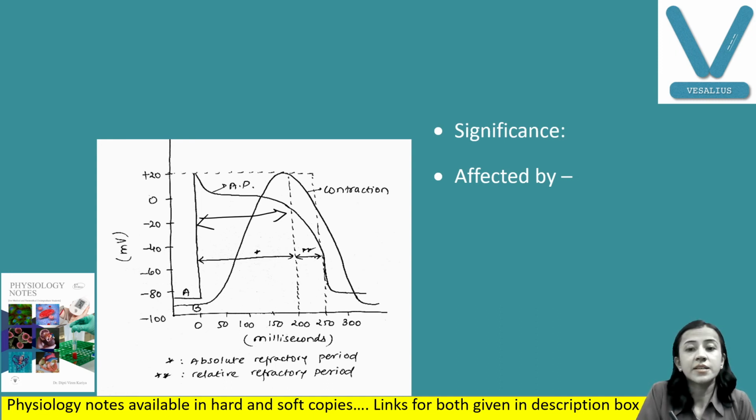Okay, and this refractory period is also affected by heart rate. When heart rate increases, refractory period decreases. Also, it is affected by bacterial toxins, various drugs, sympathetic and parasympathetic stimulation also.